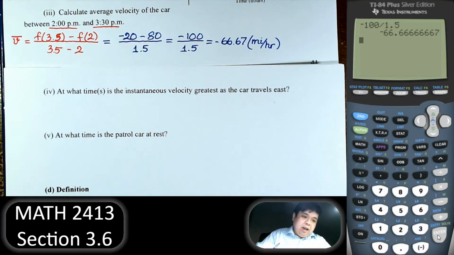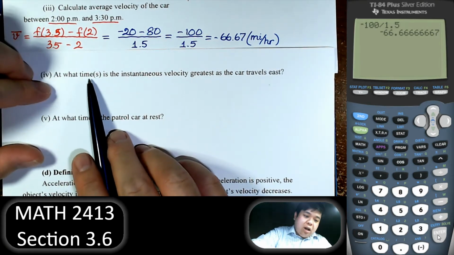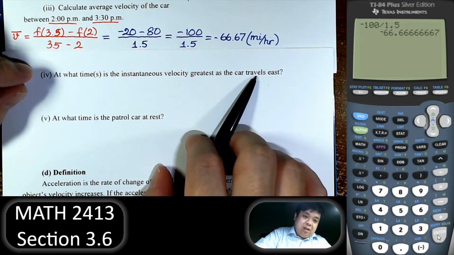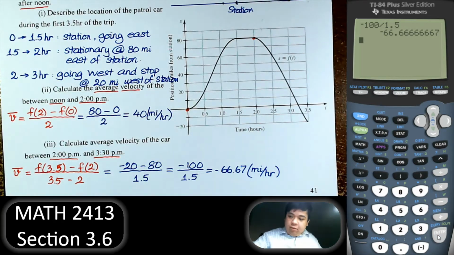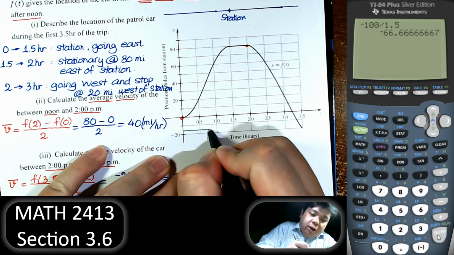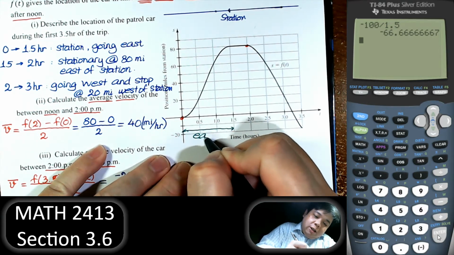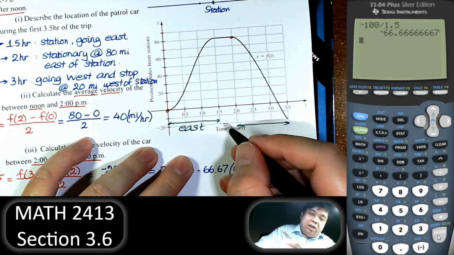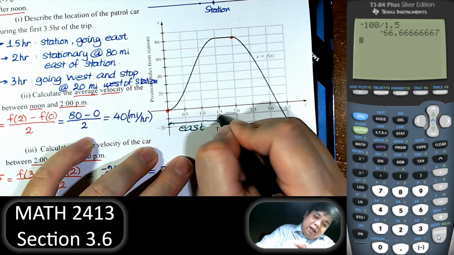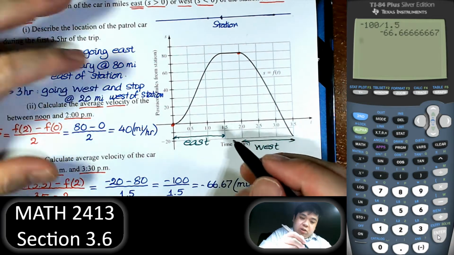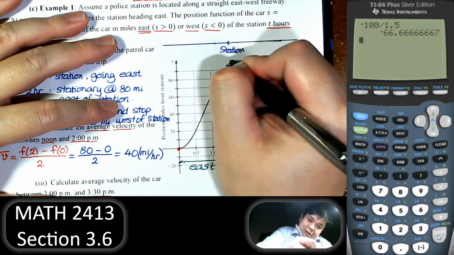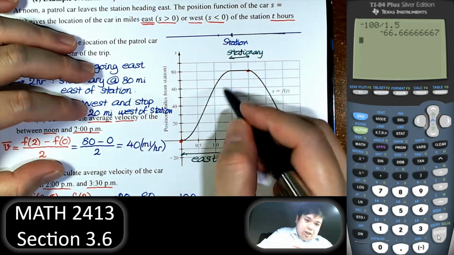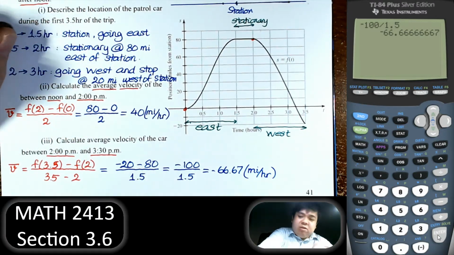Now, next, at which time is the instantaneous velocity greatest as the car travels east? So this part is where the car is going east, and from this part the car is going west, and from 1.5 to 2, that's where the car is stationary. Right, so what will be the point where we have the greatest velocity?